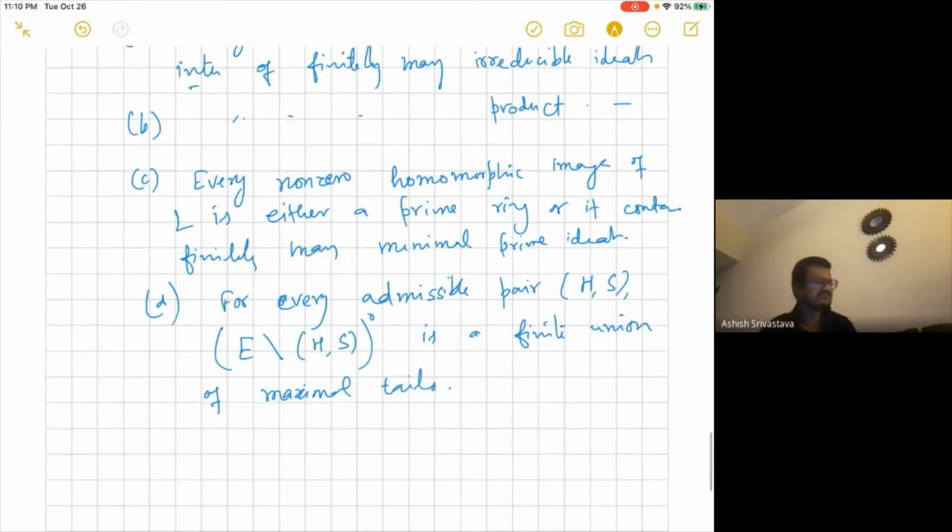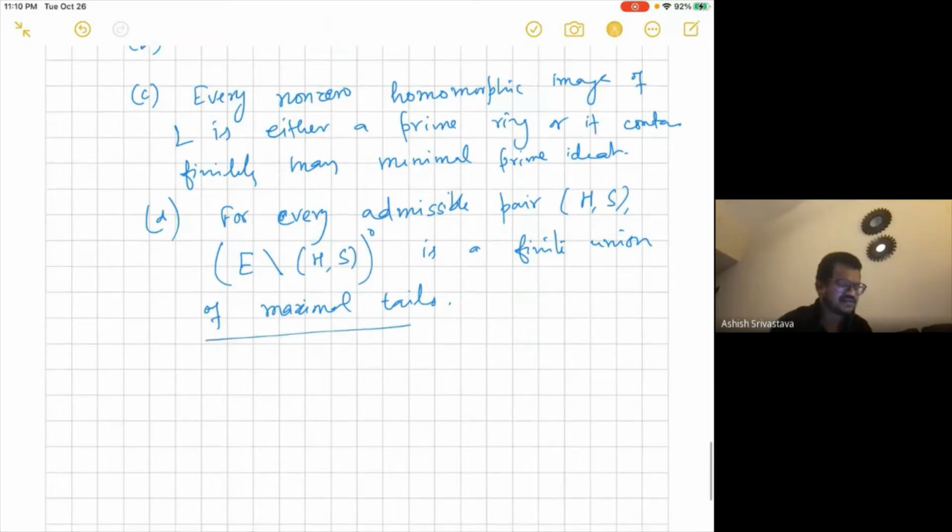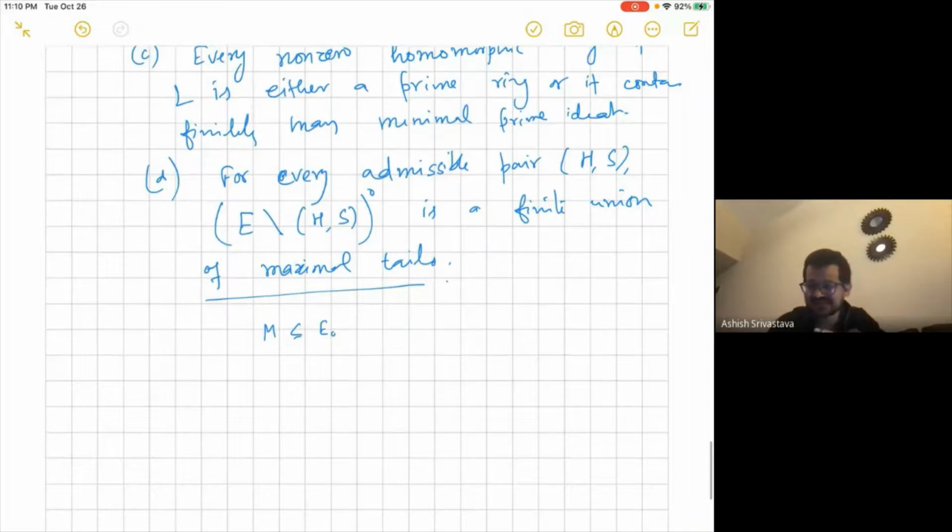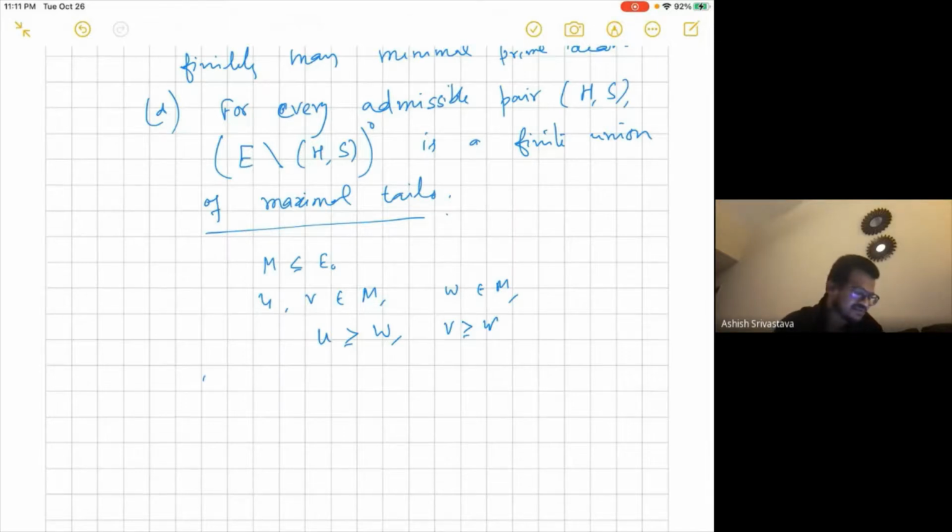Maximal tail, maybe just one more minute. Maximal tail means, if you have a subset of vertices M, we say it is a maximal tail. The first thing is that it is downward directed, in the sense that if you take any U and V in M, then there is a W in M such that there is a path from U to W and a path from V to W. And second, anytime U is in M and V is any other vertex with a path from V to U, then V is in M.